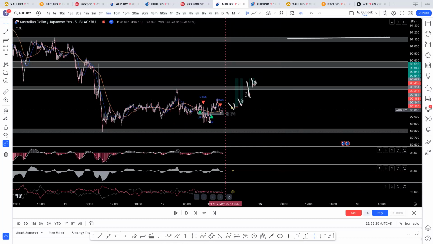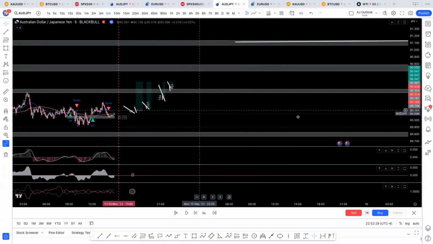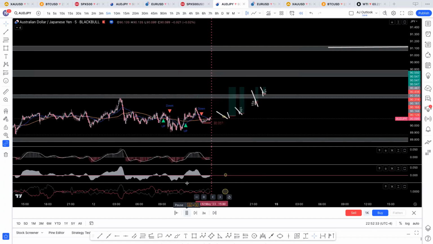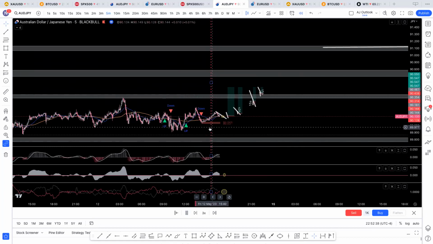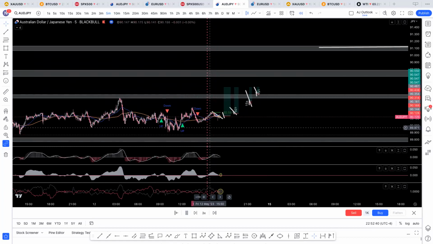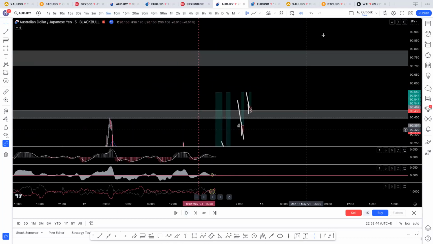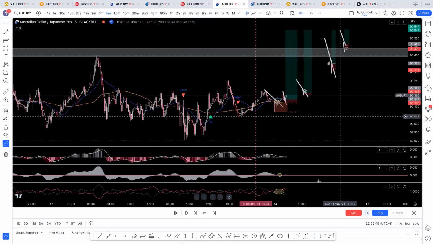I'm going to let price play out until it gets to a base. So right here is where the MACD occurred for the MACD break. And what I wanted to do was actually zoom in.